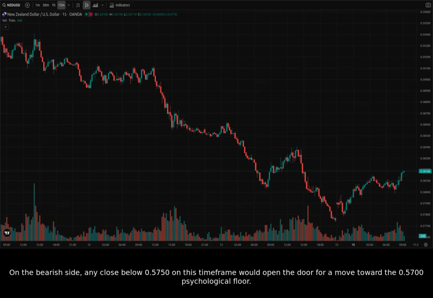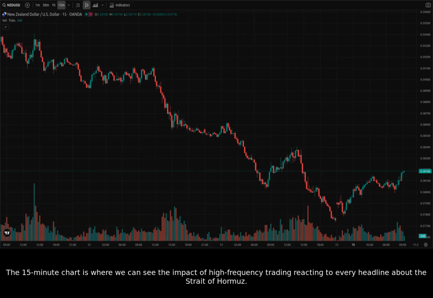0.5850. On the bearish side, any close below 0.5750 on this time frame would open the door for a move toward the 0.5700 psychological floor. The 15-minute chart is where we can see the impact of high-frequency trading reacting to every headline about the Strait of Hormuz.